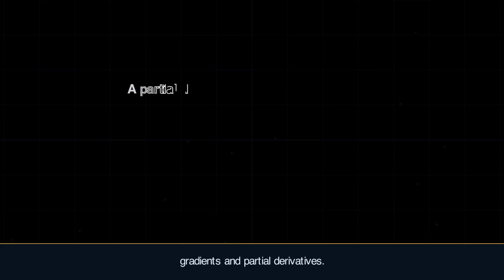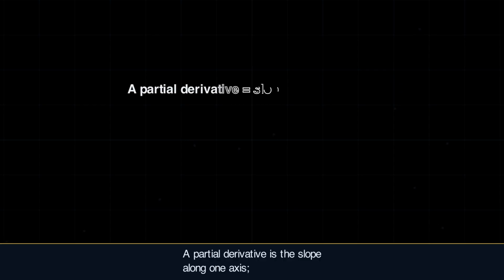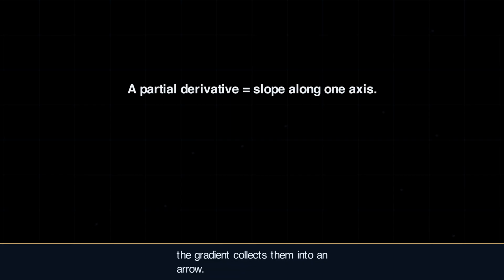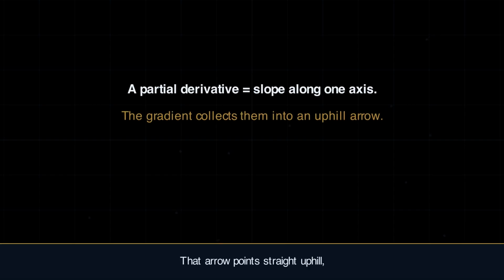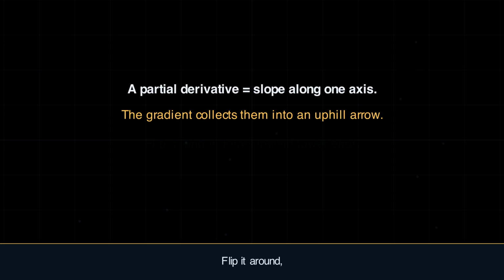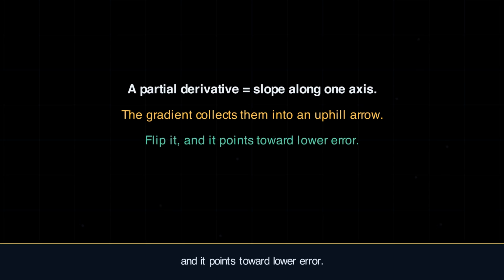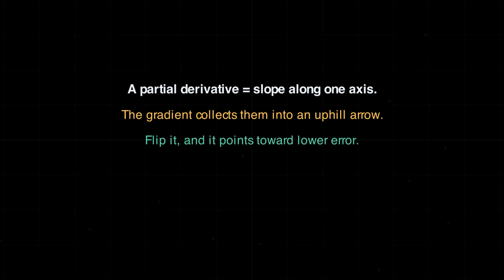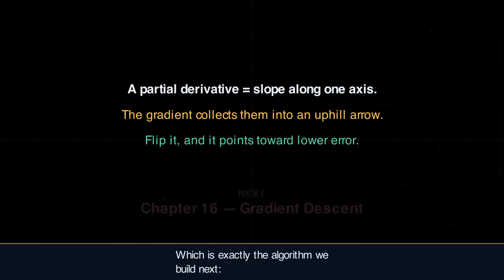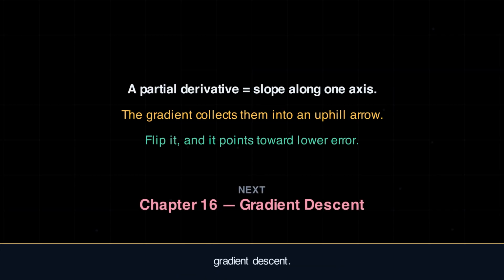So, gradients and partial derivatives. A partial derivative is the slope along one axis, the gradient collects them into an arrow. That arrow points straight uphill, perpendicular to the contours. Flip it around and it points toward lower error. Which is exactly the algorithm we build next, gradient descent, Chapter 16.